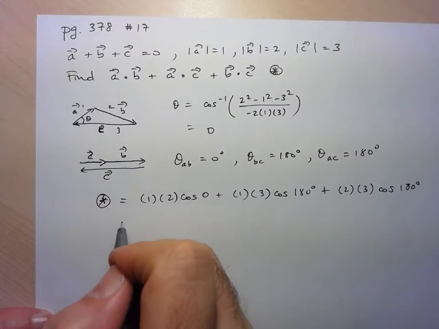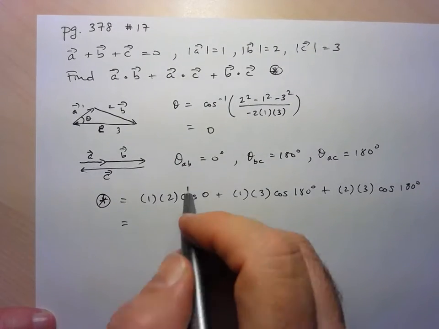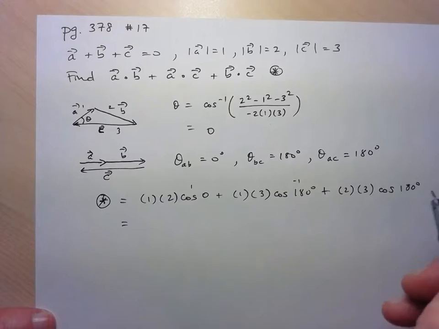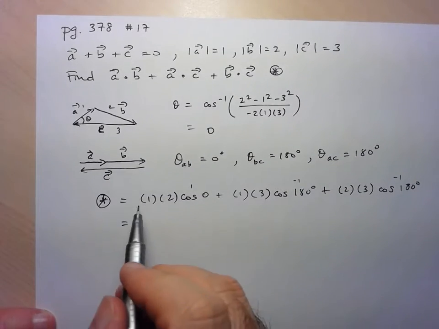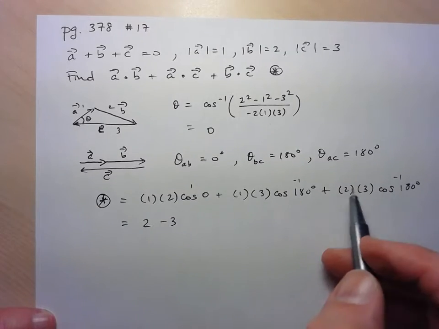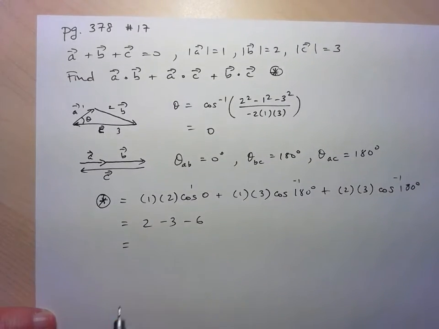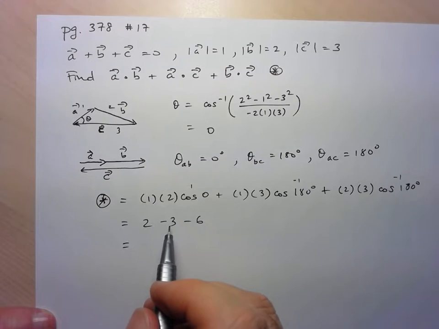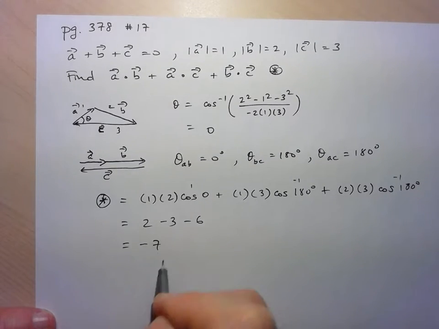Okay, this is just equal to 1, this is just equal to negative 1, this is just equal to negative 1. So what do we have? We have 2, here we have minus 3, and then here we have minus 6. And so our final answer: 2 minus 3 is negative 1, minus 6, negative 7.